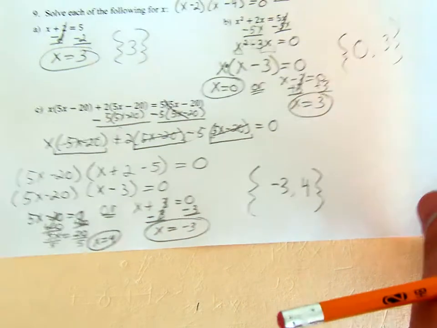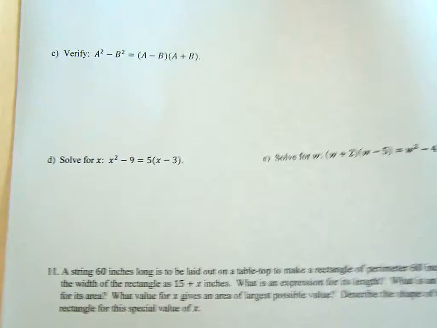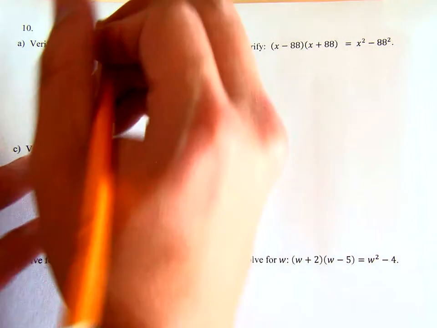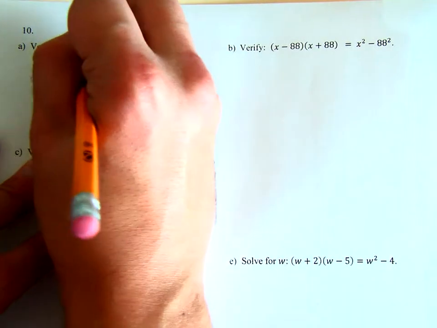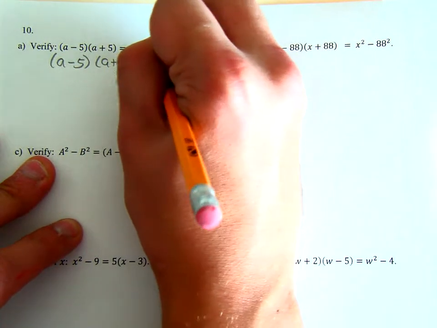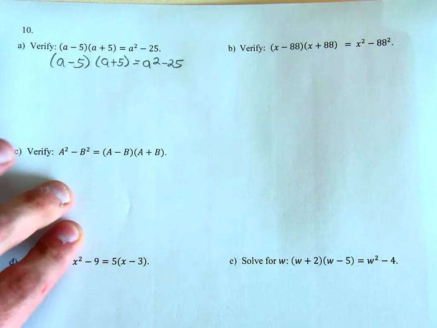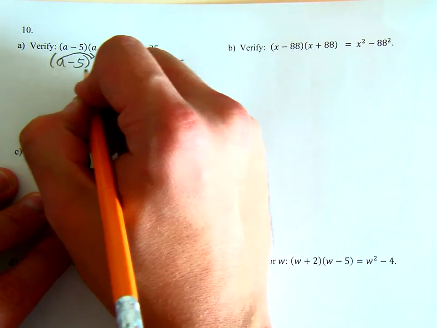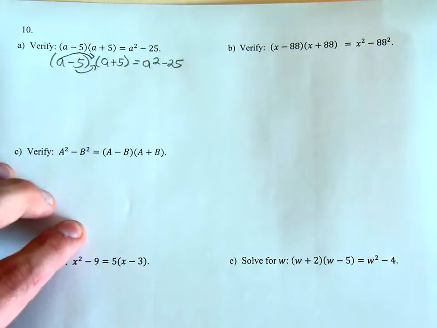Okay? So now let's go on to the last page of the notes. For number 10, they want us to verify that a minus 5 times a plus 5 is equal to a squared minus 25. So if we're looking at this, we're going to take the left side, so we have a minus 5 times a plus 5, and we want to see if that's equal to a squared minus 25. So now if we do this, we're going to have to use the distributive property. I'm going to distribute the a to both of those terms, and then I'm going to distribute the negative 5 to both of those terms.